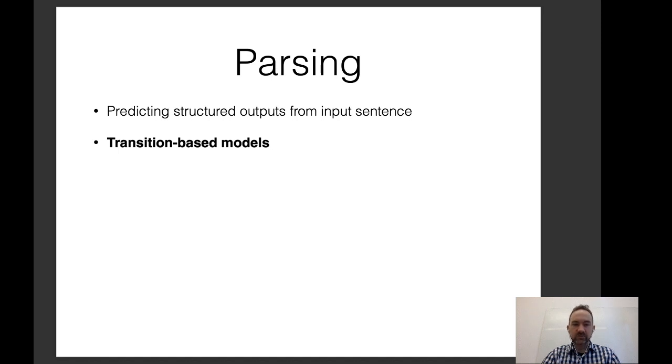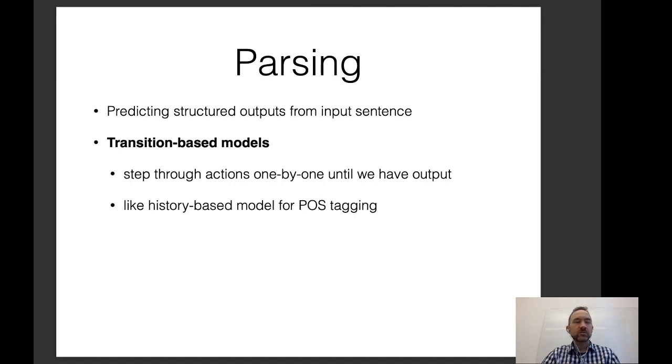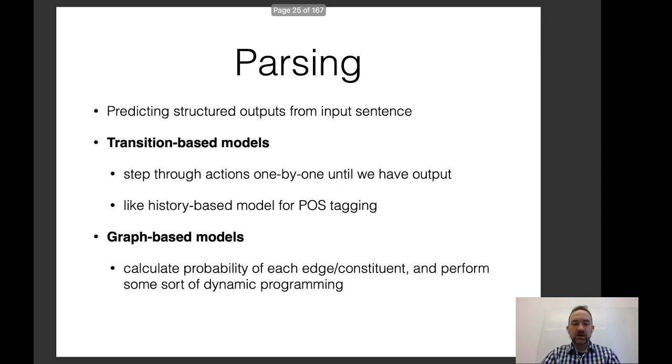These can include things like transition-based or incremental models that step through actions one by one until we have an output. This could be a little bit like a history-based model for part-of-speech tagging, or an encoder-decoder model that makes predictions of the next word one at a time. You can also have graph-based or dynamic programming-based models. These calculate the probability of each edge or constituent or something else and perform some sort of dynamic programming. These can be like the CRF-based model that we talked about for part-of-speech tagging.